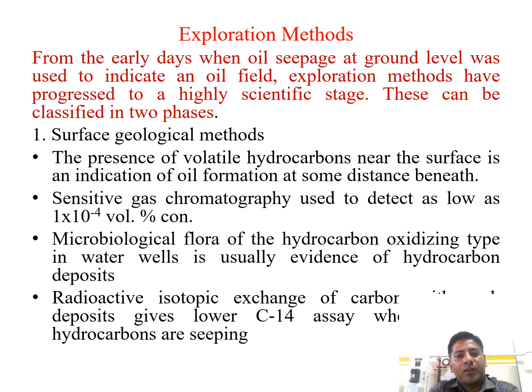In the surface geological method, the presence of volatile hydrocarbons near the surface is an indication of oil formation at some distance beneath. Sensitive gas chromatography is used to detect concentrations as low as 1 into 10 to the minus 4 volume percentage. Microbial flora of the hydrocarbon-oxidizing type in water wells is usually evidence of hydrocarbons. Radioactive isotopic exchange of carbon in the deposit gives a lower carbon-14 assay, by using the hydrocarbons or pH.